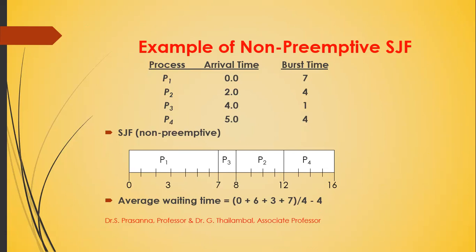That is 4 and 4. So therefore, anything can be allocated after P3 gets executed. So therefore, P2 is allocated first and then P4 is allocated. So totally it takes the time of 16.